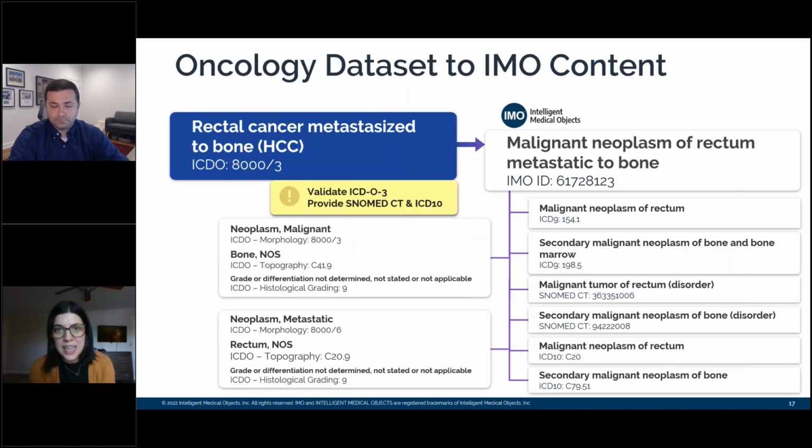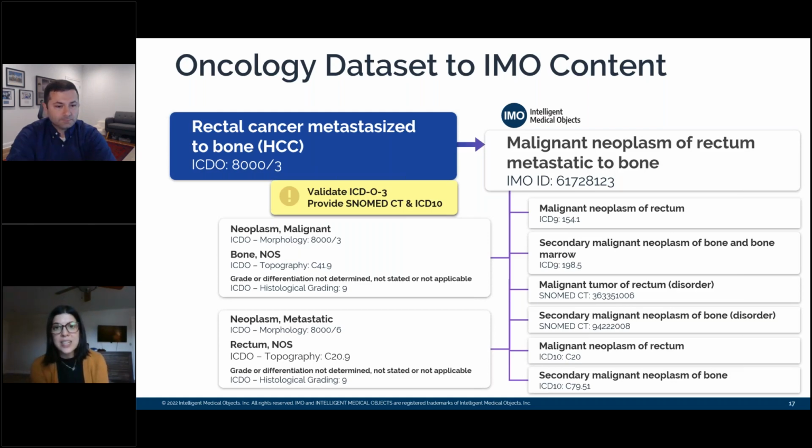This is a real-life example of how IMO is able to do that validation and enrichment prior to analytics. So think of something like rectal cancer metastasized to bone. This came through from a real client with just a singular ICD-10 code. And what we found is that while their ICD-10 code was correct and we were able to validate that, they were missing another ICD-10 data set, which you can see below. The neoplasm metastatic data set was able to be enriched onto this term, as well as the ICD-9, ICD-10, and SNOMED codes associated with this concept.